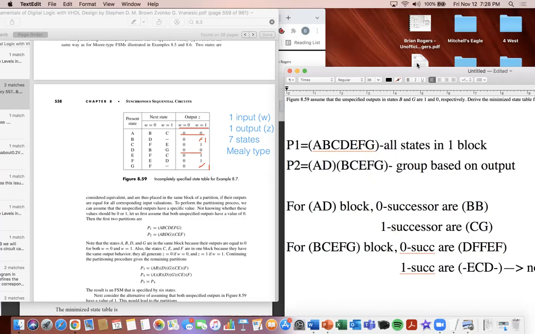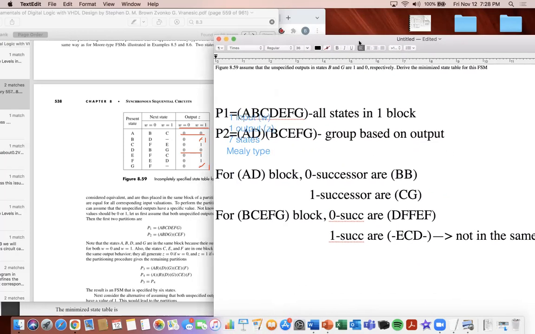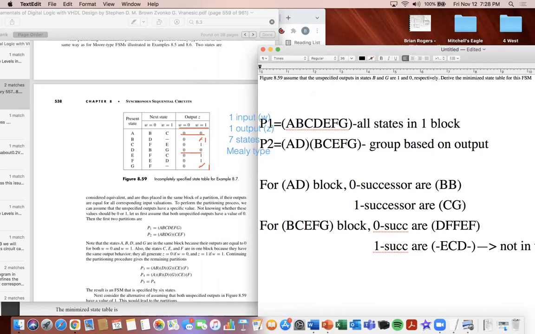And so now we're going to have to split it up. So P3 is going to equal, since they're not in the same block, we take it back. So E was in this block, C was in this block, D was not in that block. D was the 4th one over, so that's F. So we're going to partition it, and F's going to be in its own now. So we're going to have our AD, we're going to have our F, and then we're going to have the B, C, E, G.